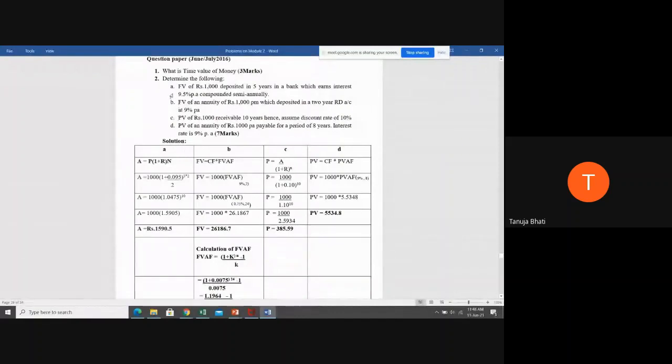Next, determine the following: the present value of rupees 1,000 receivable 10 years hence, assuming the discount rate is 10%. So here they are directly telling us to calculate the present value. First of all, we have to calculate the present value. Second, we need to know which formula is to be used. Now, can anyone tell me, should I use the formula for single cash flow, multiple equal cash flow, multiple unequal cash flow, or perpetuity? Which formula am I supposed to use?